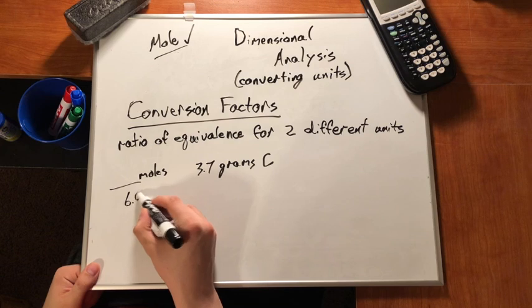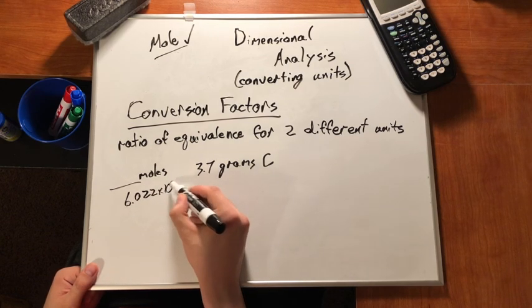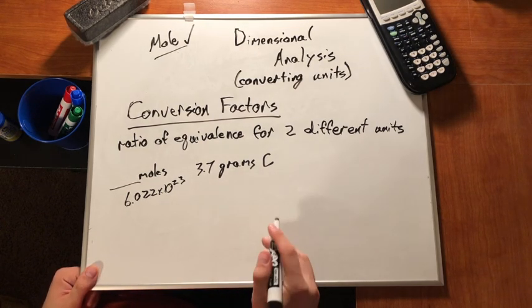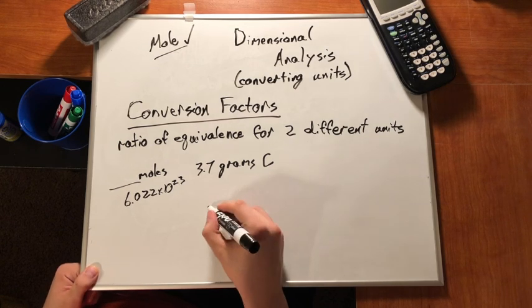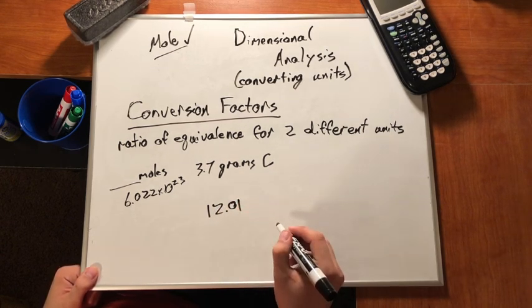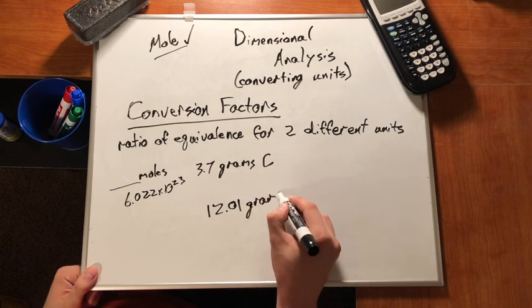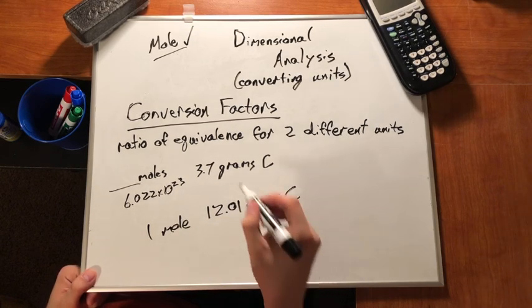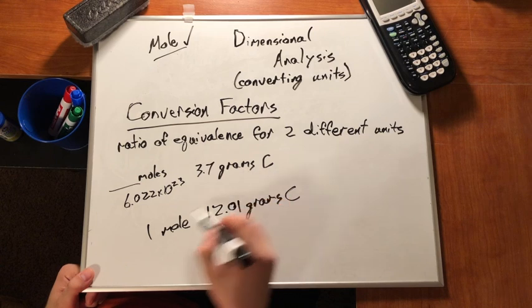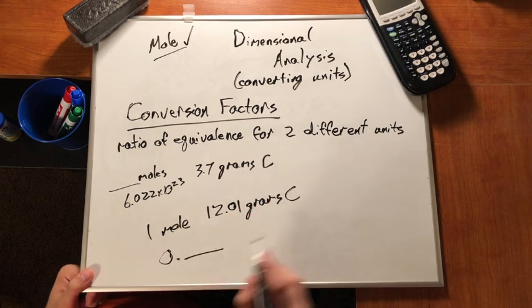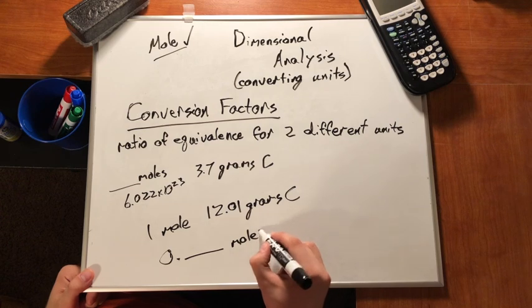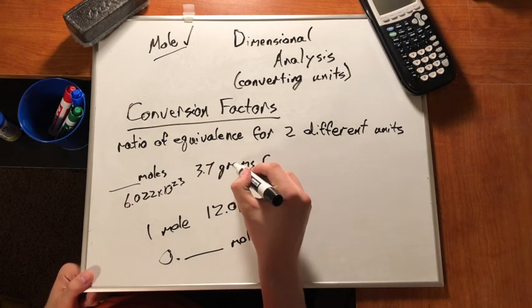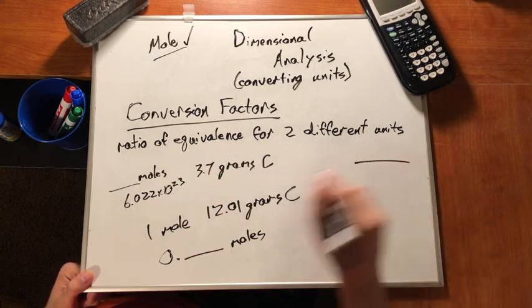Remember, a mole is just a unit of this, 6.022 times 10 to the 23. I want to know how many moles are in 3.7 grams of carbon, right? You may recall from earlier, if I had 12.01 grams of carbon, that would be 1 mole, right? But in this case, I have 3.7, which is less than 1 mole. So I'm going to have some fraction of moles of carbon, but I don't know exactly how much. So in order to convert from grams to moles, I need a conversion factor, okay?